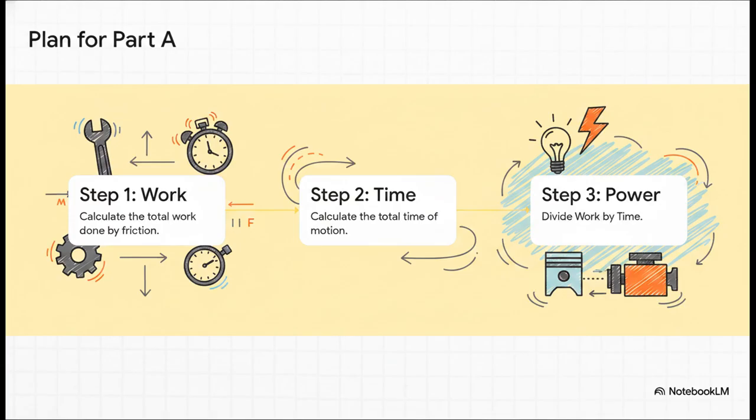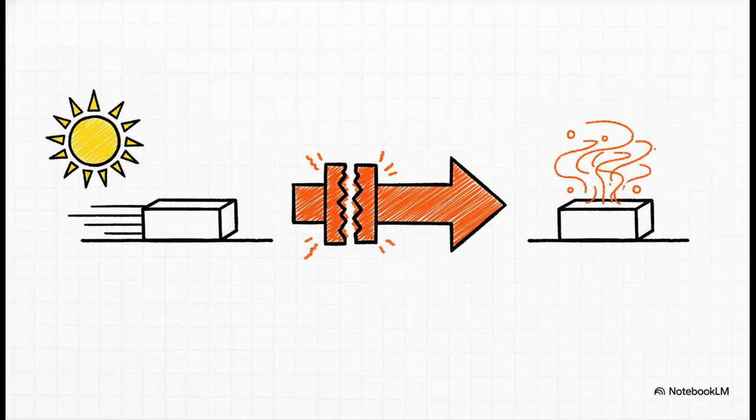Look, the best way to approach any physics problem is to break it down into manageable chunks. So here's our game plan. First, we're going to calculate the total work. Next, we'll find the total time of the motion. And finally, we just divide the work by the time. See? A clear three-step plan. Let's get to it.